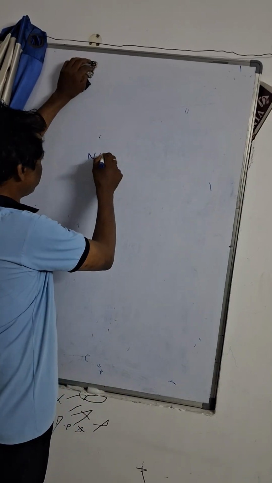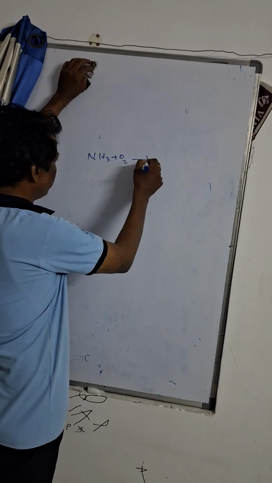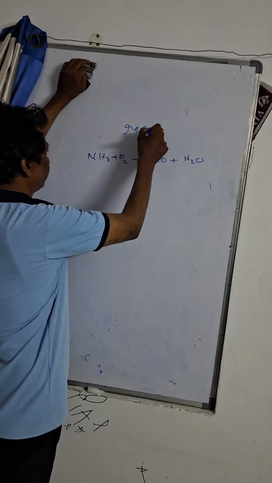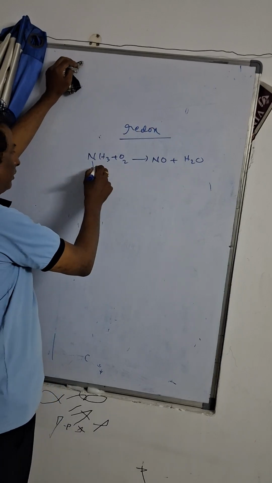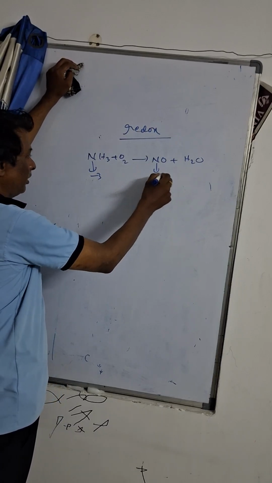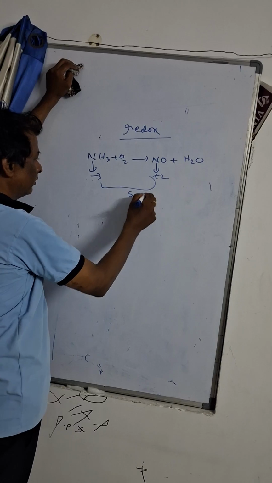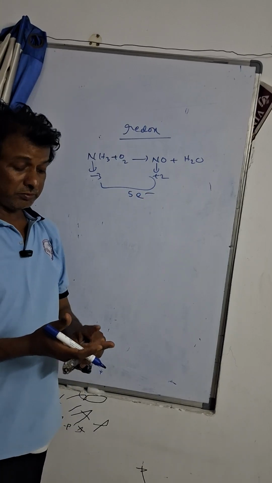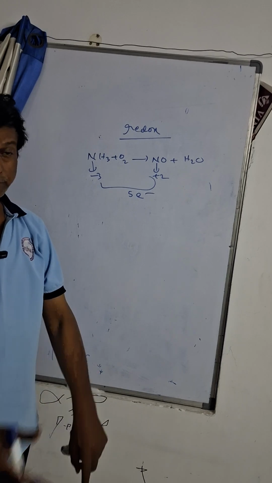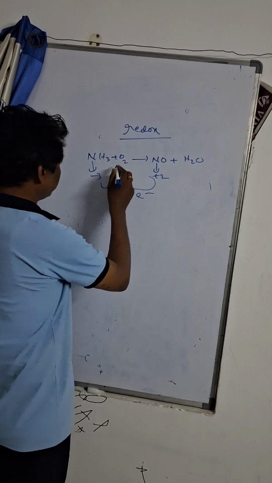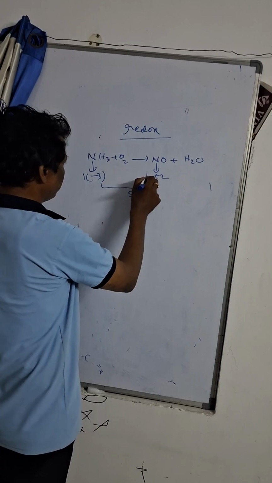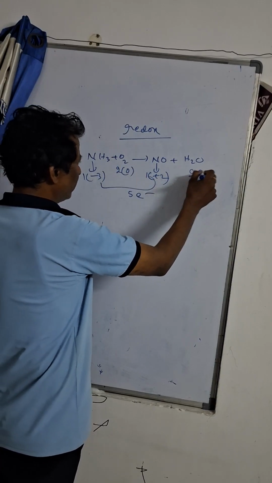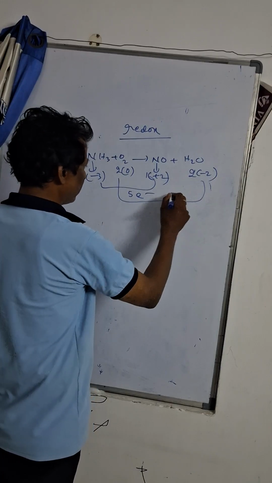Balance this: ammonia plus O2 gives NO plus water. How to balance this redox reaction? Nitrogen goes from minus 3 to plus 2. How many electrons? 5 electrons. Minus 3, minus 2, minus 1, 0, plus 1, plus 2, 5 electrons. Here oxygen, 1 into minus 3, 1 into plus 2. Here 2 into 0, 2 into minus 2. How many electrons here? 4 electrons.